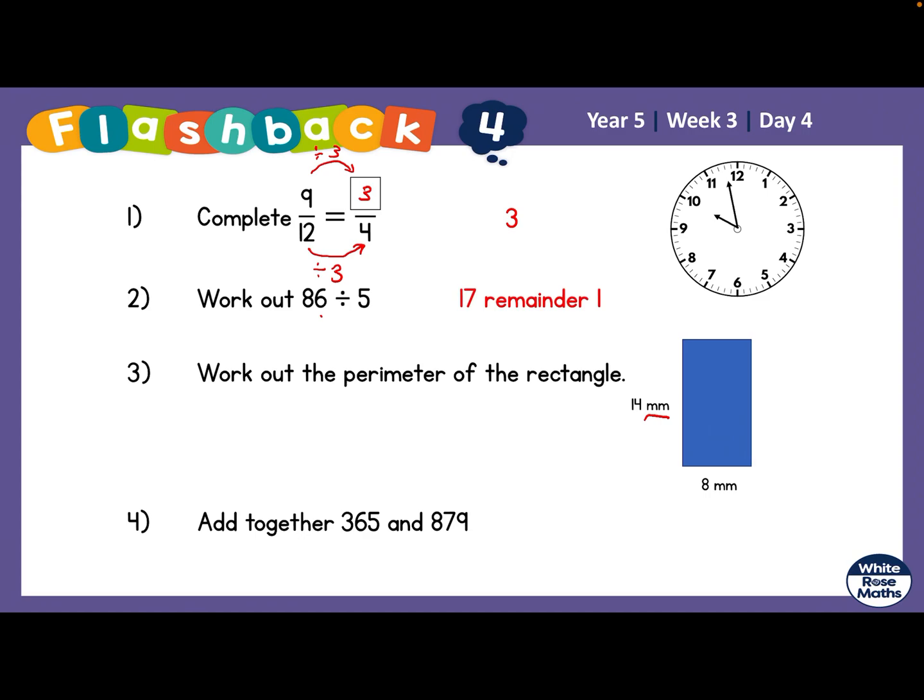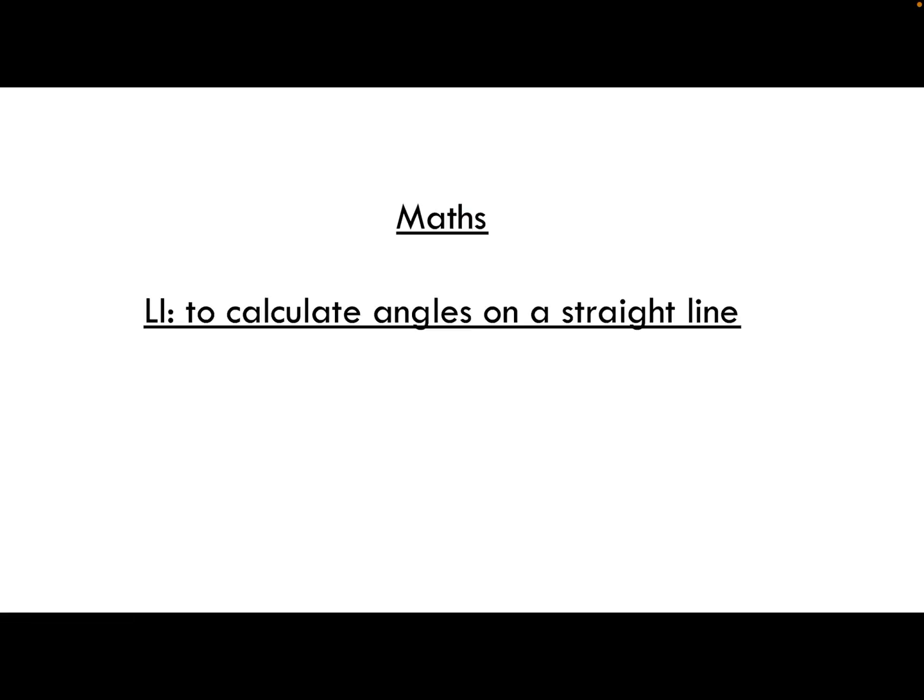Work out the perimeter. Remember the perimeter was length add width times 2. You should get 44 millimeters, and then when you add together these two numbers, you get this one here. Have a go at reading that number. That is 1,244. Well done if you got that.